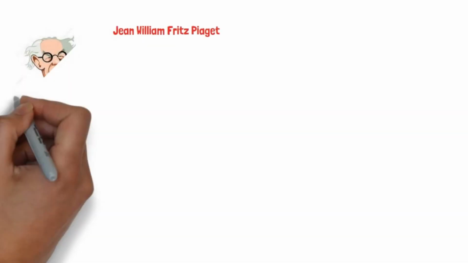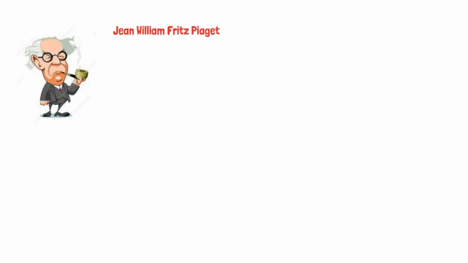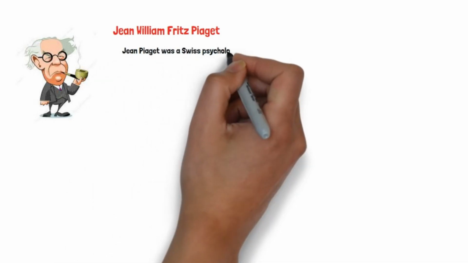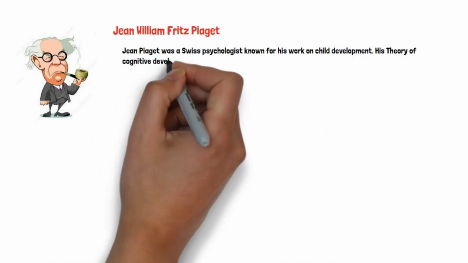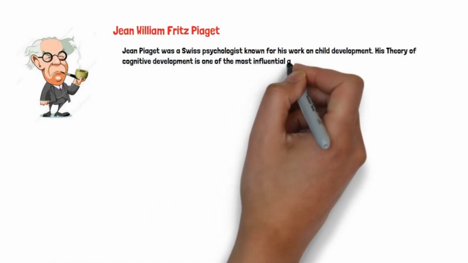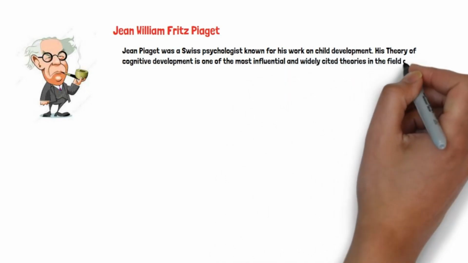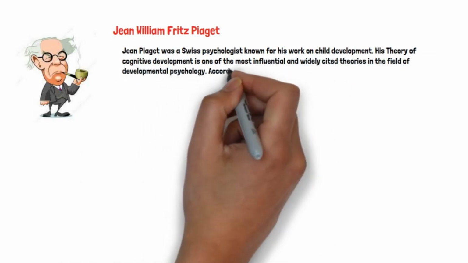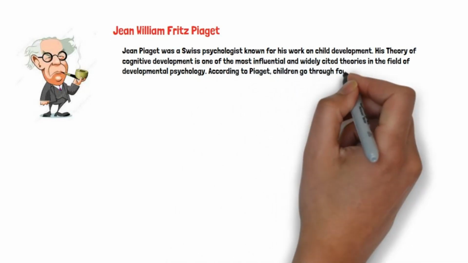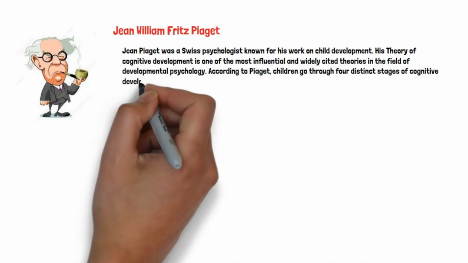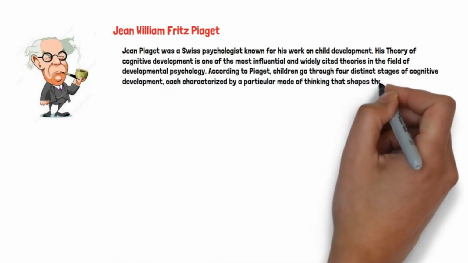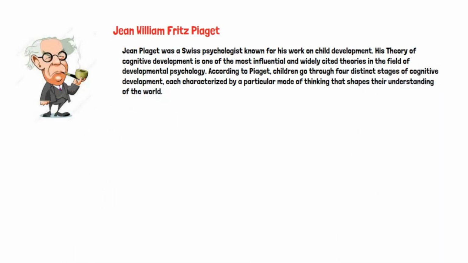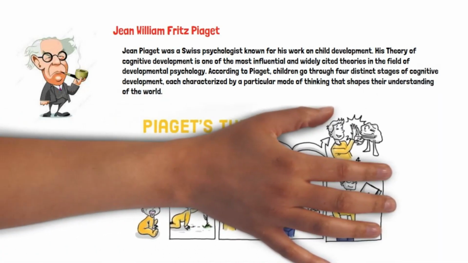Jean-William Fritz Piaget was a Swiss psychologist, known for his work on child development. His theory of cognitive development is one of the most influential and widely cited theories in the field of developmental psychology. According to his theory, every child passes through a sequence of 4 stages and accomplishes cognitive tasks related to each stage, and then the child enters into the next stage of cognitive development. Let us discuss each stage in detail.